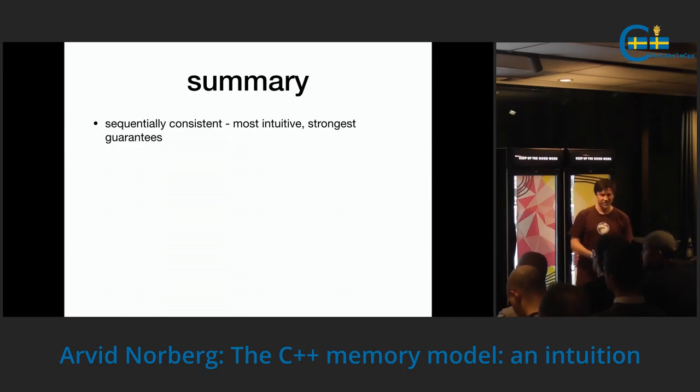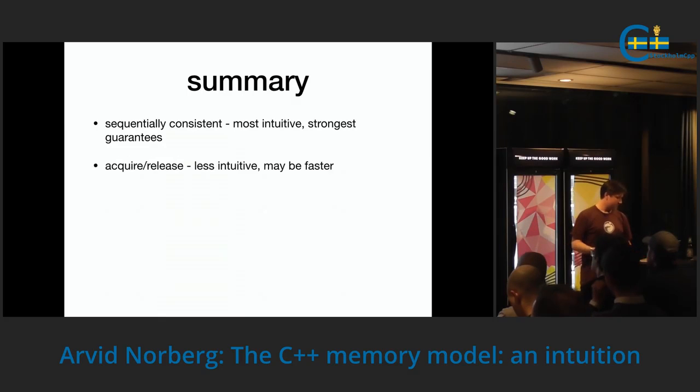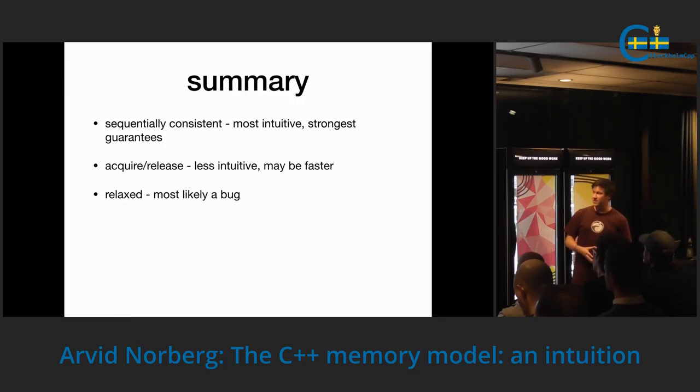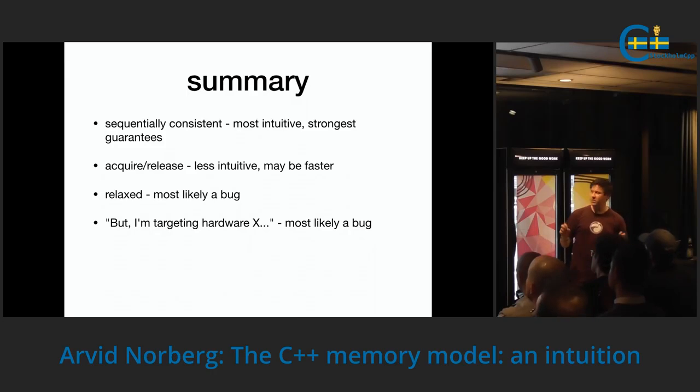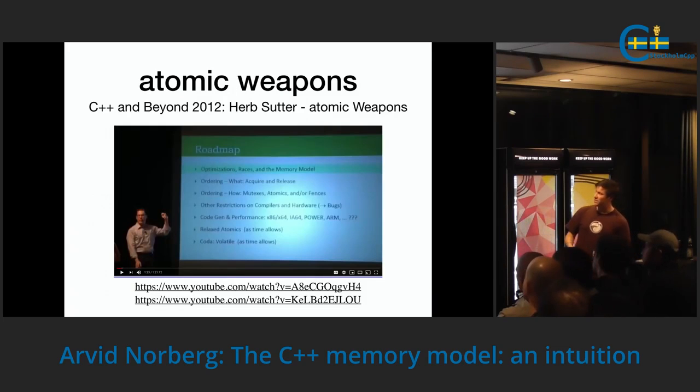Yeah. So in summary, sequentially consistent is probably what you want. Sometimes acquire-release may be faster, but you have to be careful so you understand the ordering guarantees or the lack of ordering guarantees. If you're using relaxed, that's most likely a bug. And if you're saying, but I'm targeting x86 or I'm targeting hardware X, then it's probably also a bug. And if you want to know more, Herb Sutter in 2012 gave a great two-part talk called Atomic Weapons. Highly recommend it.